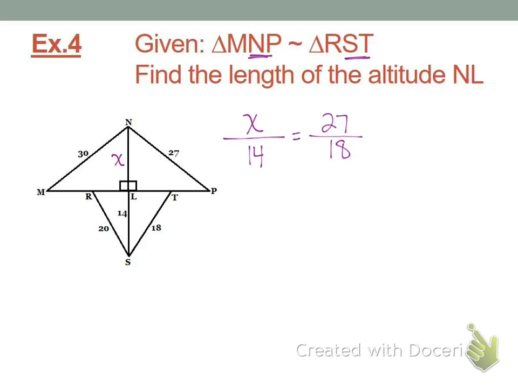Again, I would not always go just based on what the figure appears to be to you, how it appears to be oriented. If you have a similarity statement, you better be double checking and making sure you're pairing up the right sides. If you wanted to use the 30, you would have had to put it over the 20. And if you did that, that's fine. To solve this, once again, we will cross multiply. 18x equals 14 times 27. When we divide by 18, what do we get?